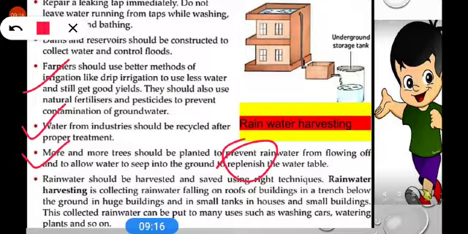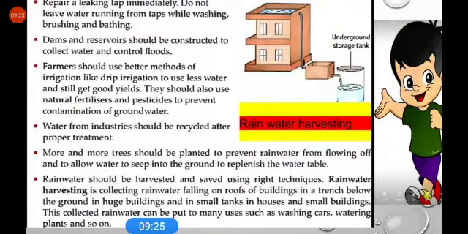Rainwater harvesting is collecting rainwater falling, as shown in this picture. Rainwater harvesting is collecting rainwater falling on roofs of buildings, in a trench below the ground in huge buildings, and in small tanks in houses and small buildings. This collected rainwater can be put to many uses such as washing cars, watering plants and so on. So these are the ways by which we can save water.